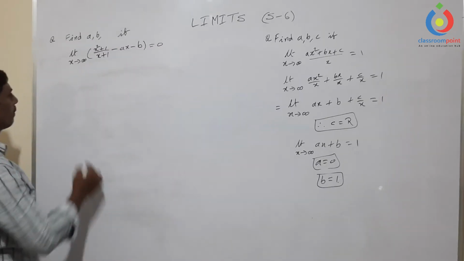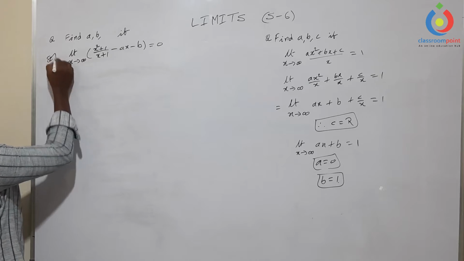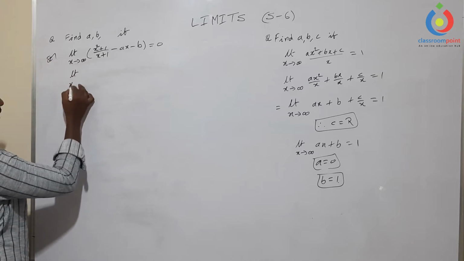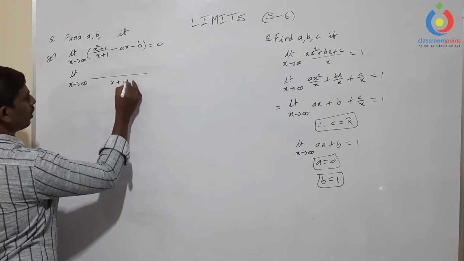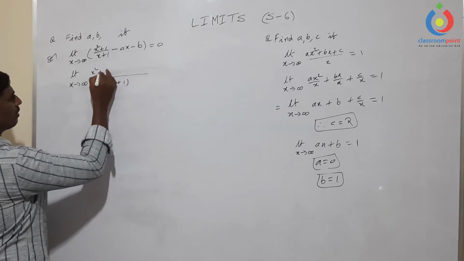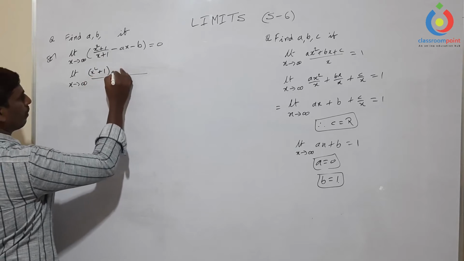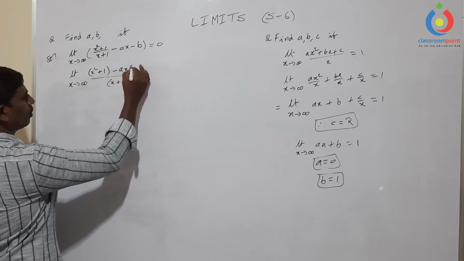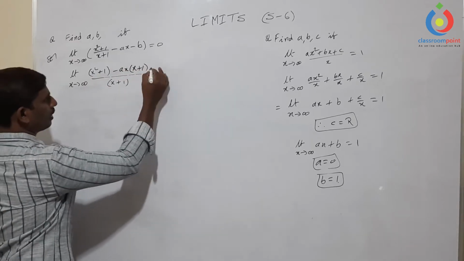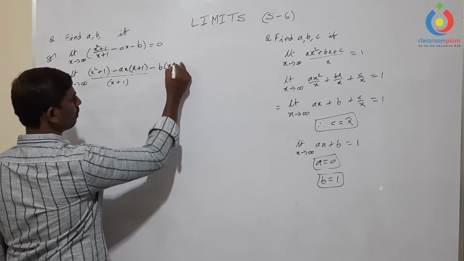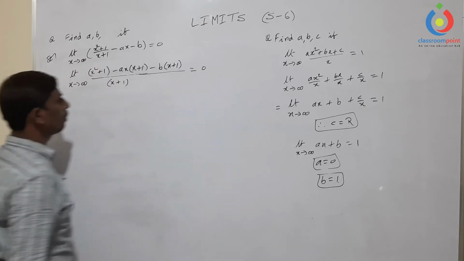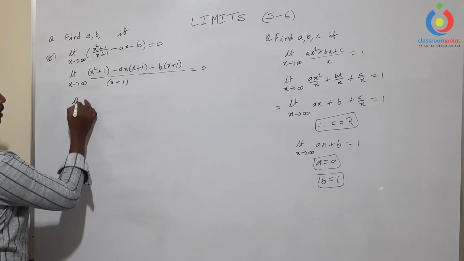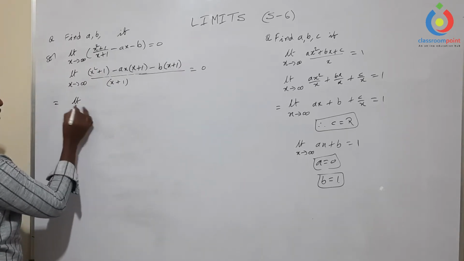First of all, take the LCM. Taking LCM, limit x tends to infinity, denominator is x plus 1. This is x square plus 1, minus ax into x plus 1, minus b into x plus 1, is equal to 0.